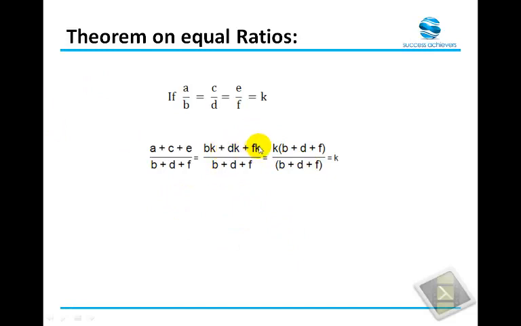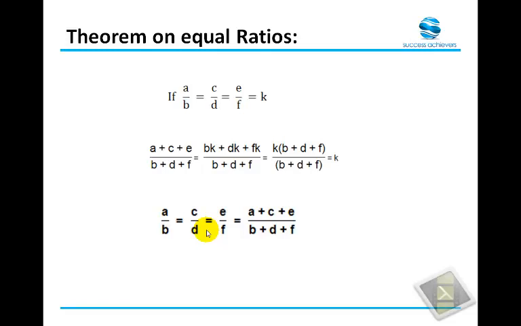Can I take K common? So if I take K common, I have B plus D plus F inside the bracket, which gets cancelled with the denominator. So I get the ratio as K. So can we state that the sum of the numerator upon sum of the denominator, the ratio remains constant?